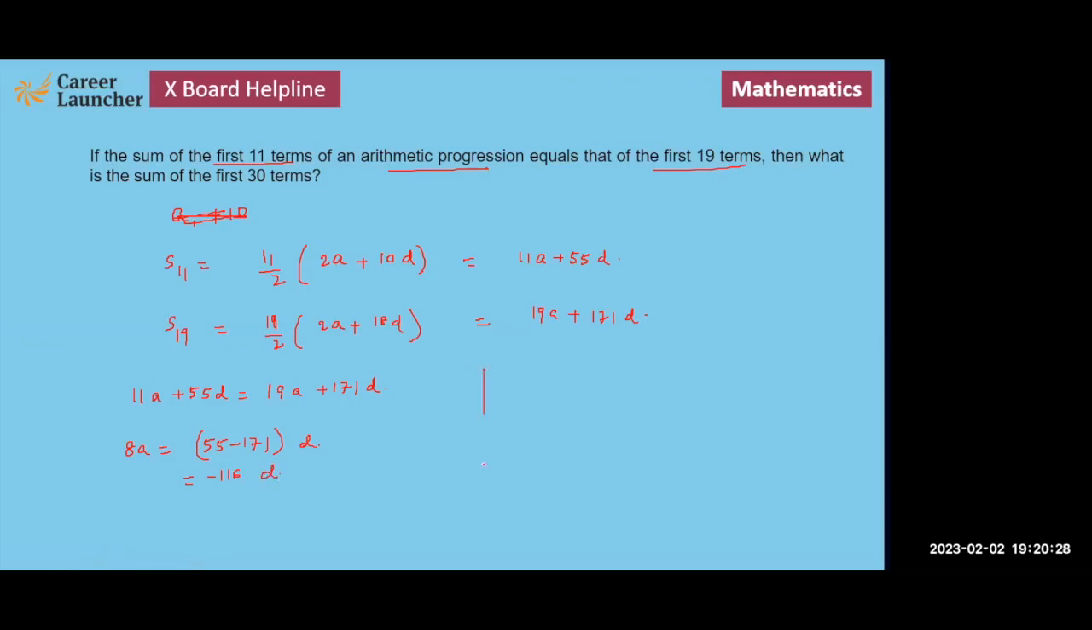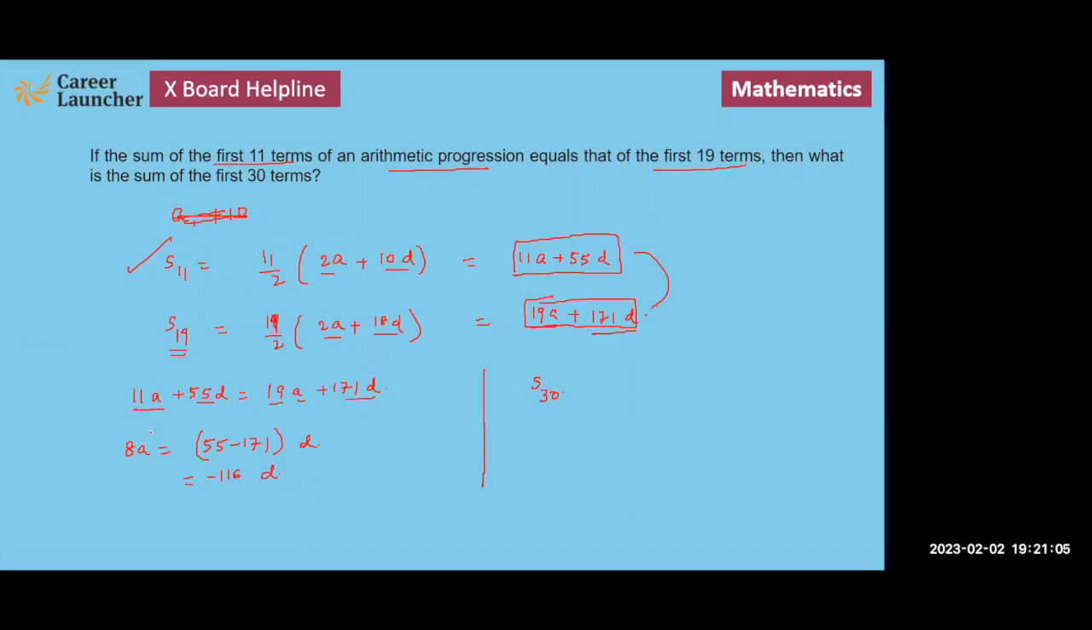We also want to know what is the relation, what is the sum to 30 terms. So what did I do? First, I found out the sum of the first 11 terms. That is n by 2 into 2a plus 10d. So we got this becomes a plus d, so 11a plus 55d. The second step was sum to 19 terms. So this will be 19 by 2 into 2a plus this. You will get 19a plus 19 into 9, that is 171d. Since we are saying that sum of these two is equal, we equated 11a plus 55d is equal to 19a plus 171d.